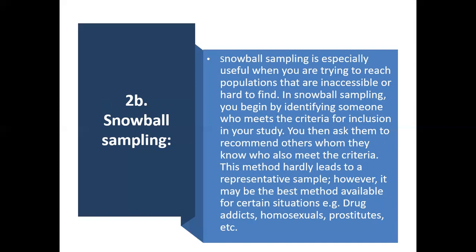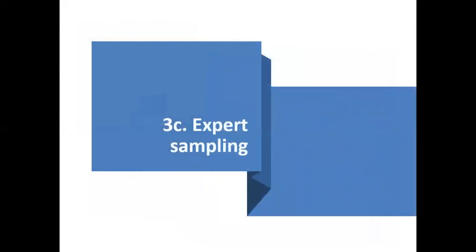It is very difficult to reach drug addicts. Just if you know one, this one will tell you about others. So your snowball will increase in size. Homosexuals, it is difficult to identify them, but if you know one, you can increase your sample size. Prostitutes and so on. And expert sampling. It is not a random sampling, but it is a purposive sampling by an expert.